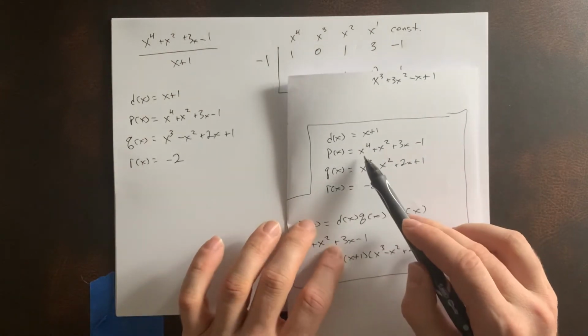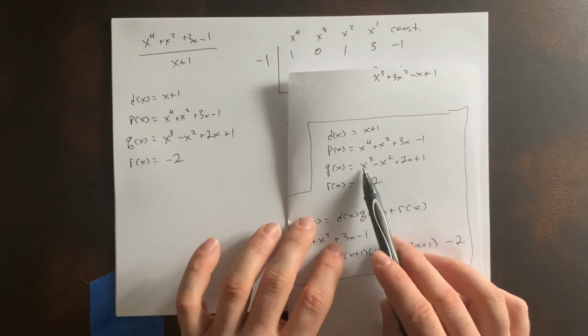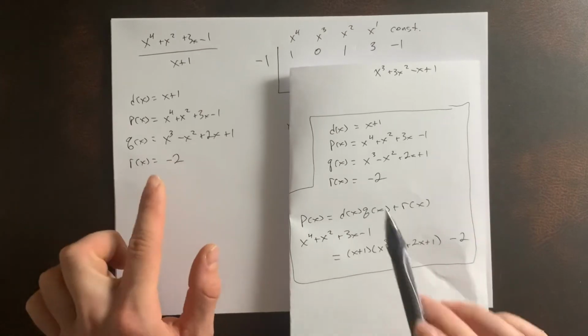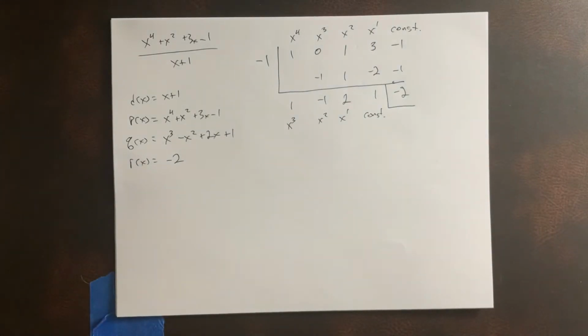Again, of course, d of x and p of x are the same thing. That was just the original problem. But you see we get the same thing for q of x. We're going to get x cubed minus x squared plus 2x plus 1. And then our r of x is 2. So again, we got the same answer, which we should. If we don't get the same answer, that means we made a mistake.